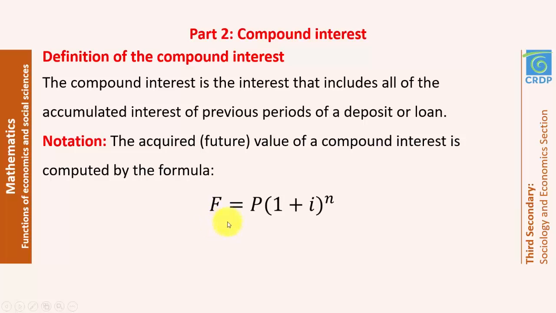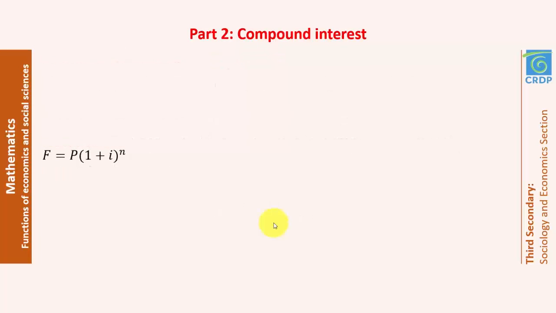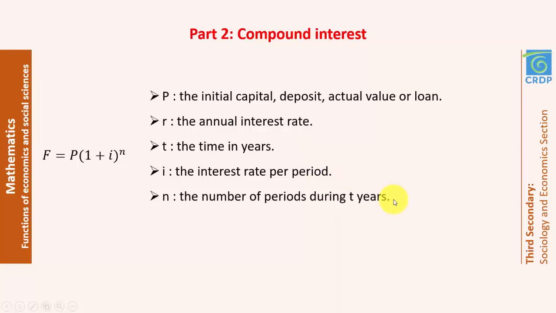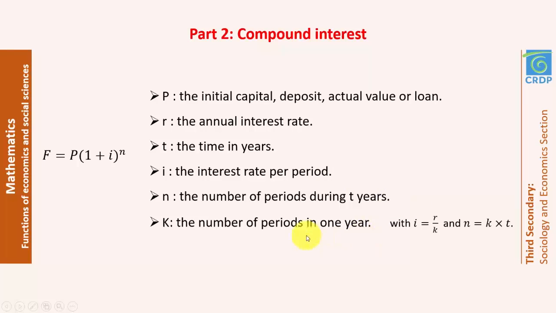The future value of a compound interest is computed by the formula F equals P times (1 plus I) power N, where P is the initial capital, deposit, actual value or loan, R is the annual interest rate, T is the time in years, I is the interest rate per period, N is the number of periods during T years, and K is the number of periods in 1 year. How to calculate I? I is R over K, and N equals K times T.